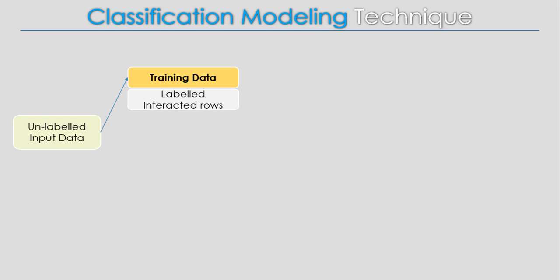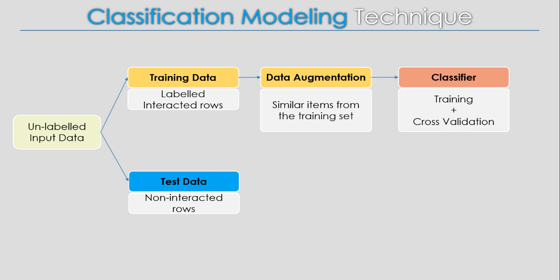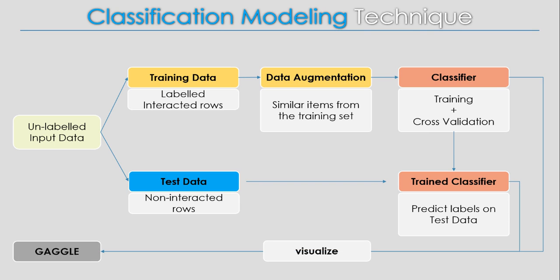To model the classifier, Gaggle uses the interactive data items as a training set, while the rest of the data is used as a test set to validate models. Initially, as users begin to explore the data, the number of data items in the training set are relatively low. Thus, Gaggle augments the training set by finding similar data instances for each class label using cosine distance metric. Next, Gaggle trains a set of classifiers and generates labels for the test data using the trained classifier. Finally, the predicted labels are visualized in the data viewer.